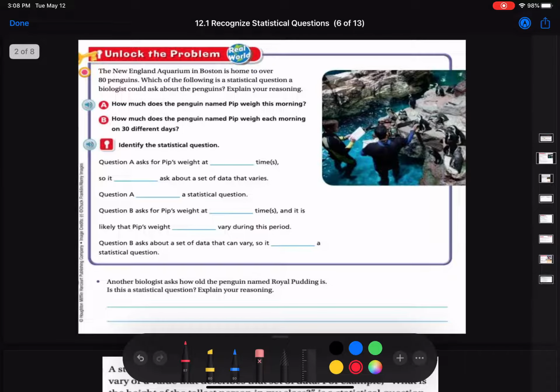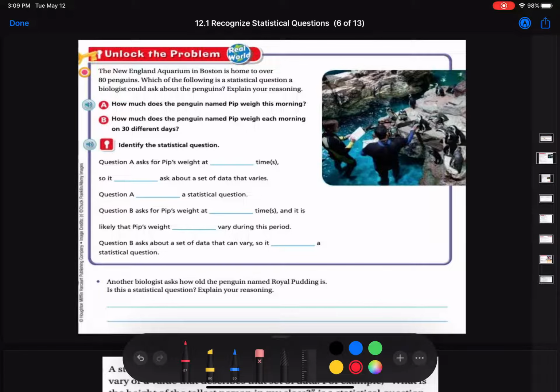Okay, so let's look at this first one. The New England Aquarium in Boston is home to over 80 penguins. Which of the following is a statistical question a biologist could ask about the penguins? Explain your reasoning. All right, so let's look at A and B. So A says, how much does the penguin named Pip weigh this morning? Whereas B, how much does a penguin named Pip weigh each morning on 30 different days? So it's basically which one's a statistical question, which one isn't, because one is and one isn't.